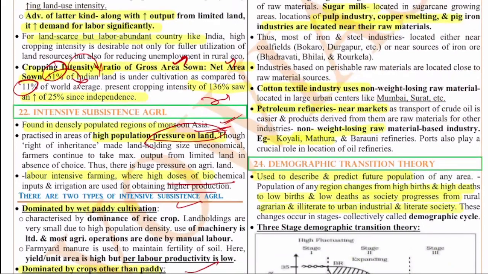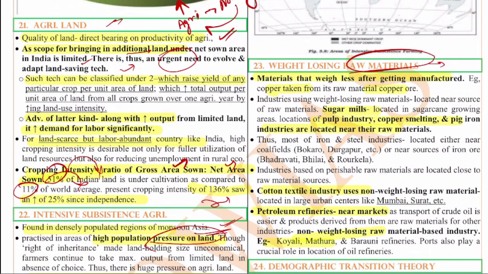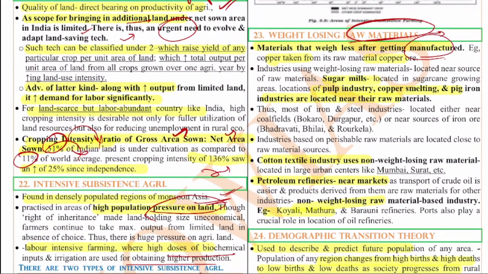The next question is on weight-losing raw materials. There are various raw materials which lose weight over time, and materials that weigh less after being manufactured. For example, copper taken from its raw material, copper ore, will lose its weight eventually. The ore will lose its weight because copper ore contains a lot of impurities, and all that is not required.